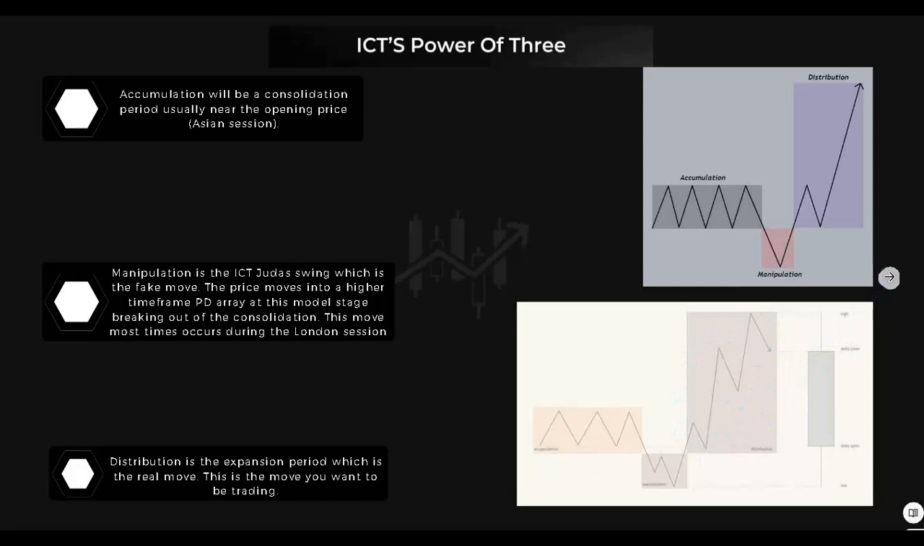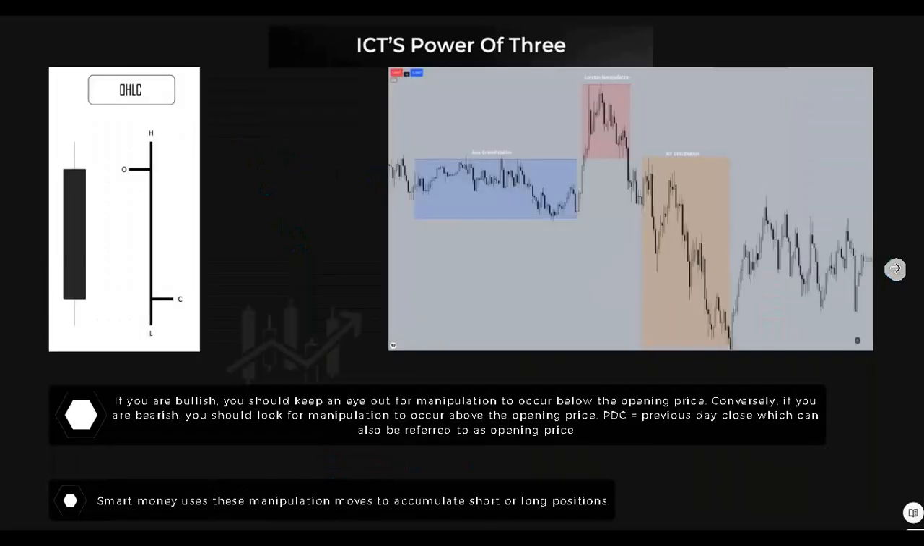Very easy to understand. So just look at the daily candlestick and look at the daily open, the lower wick, the higher wick, the daily close, and think about the three phases of ICT's power of three: accumulation, manipulation, distribution. Very easy to understand. If you are bullish, you should keep an eye out for manipulation to occur below the opening price.